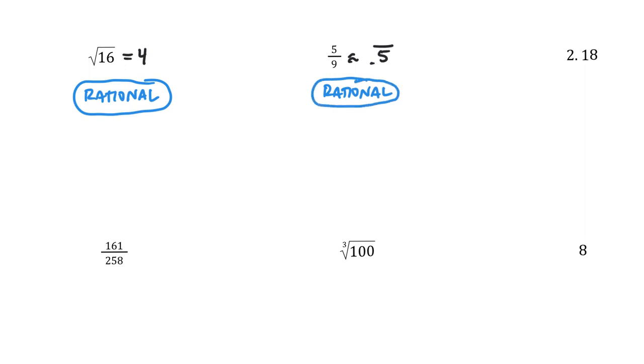2.18. Well, that's a terminating decimal. It ends right there. 2.18 and done. There's no dot dot dot after it. So that's a terminating decimal. Terminating decimal, rational.